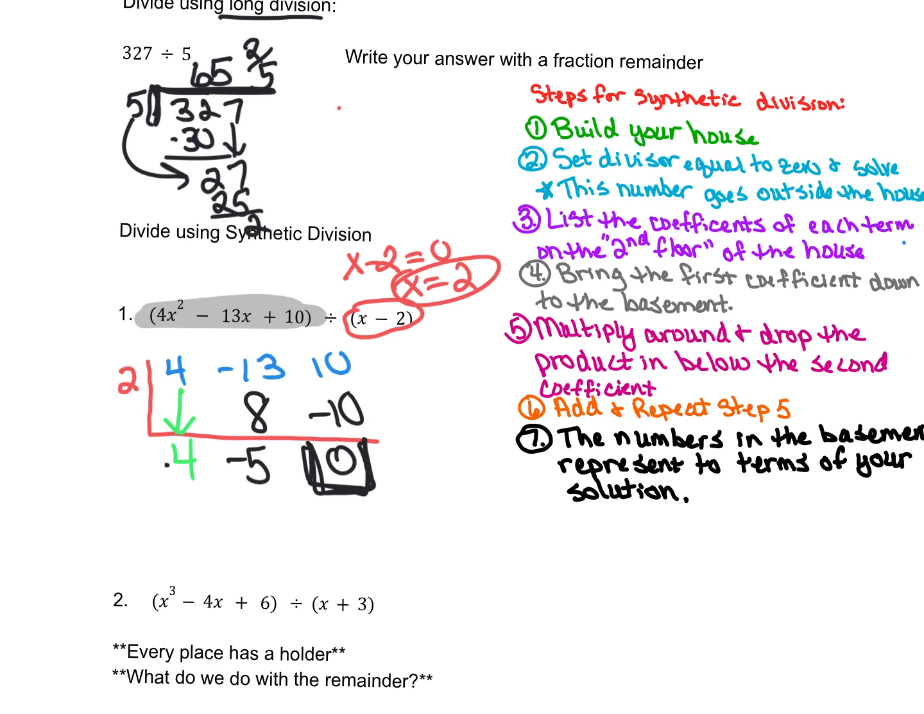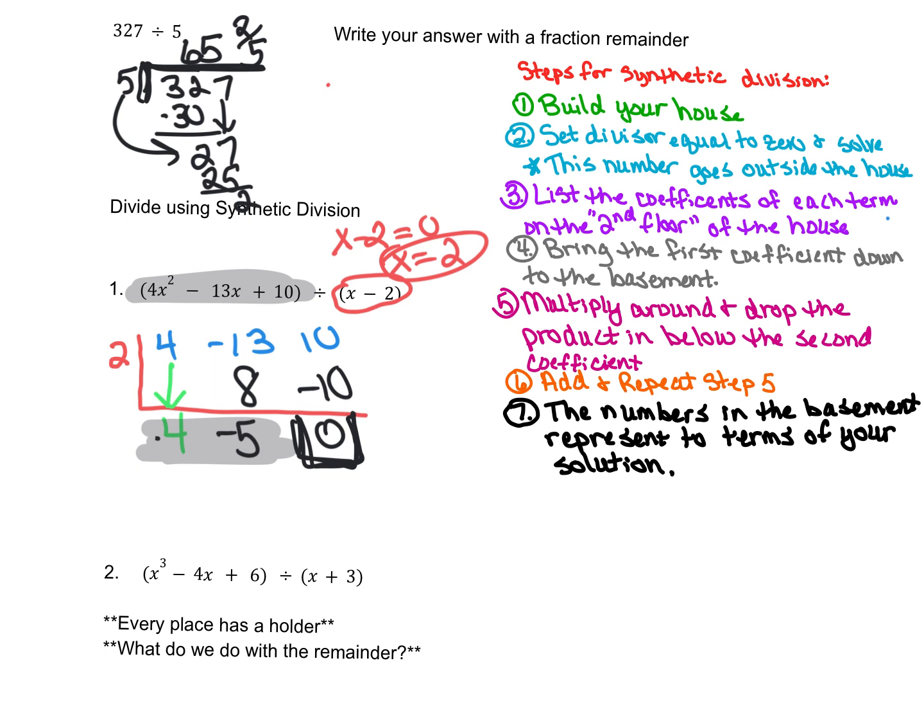So these numbers here represent the coefficients of the terms of our answer. So if we started out with a second power and we divided out a first power, that means our answer is going to be a first power, which means our solution is going to be 4x minus 5. And that is all we have to do.